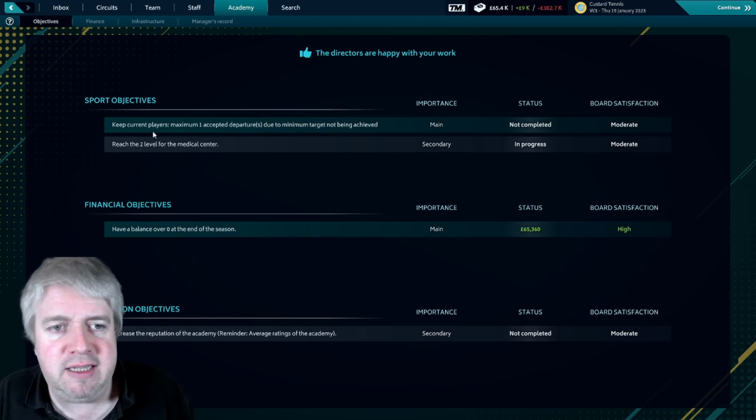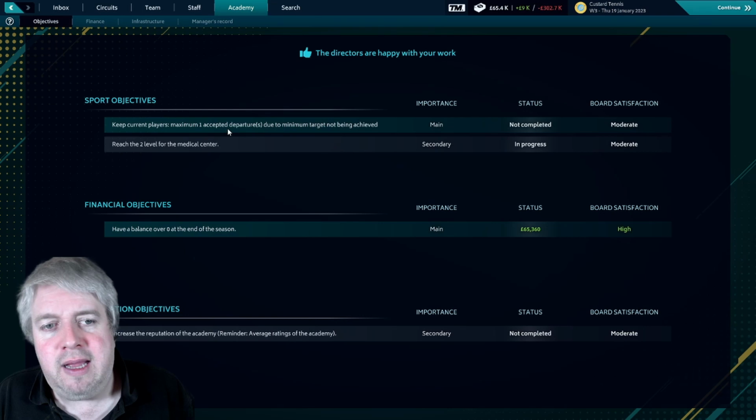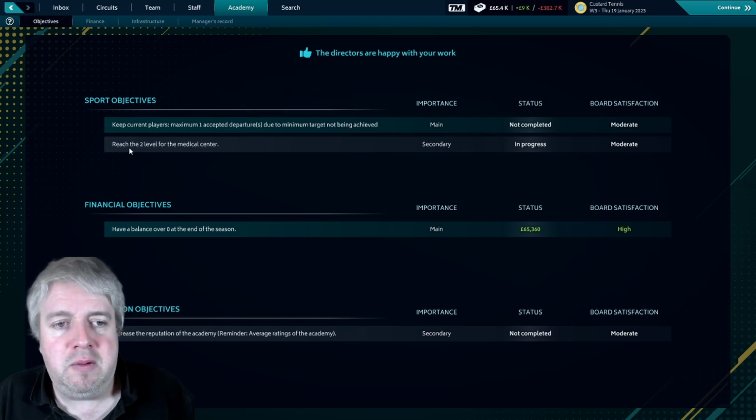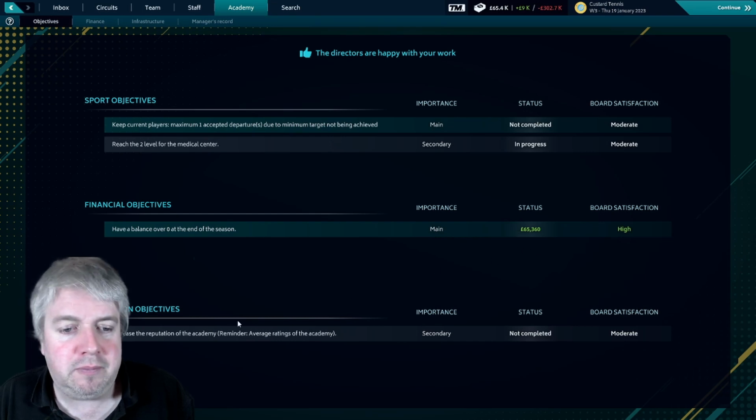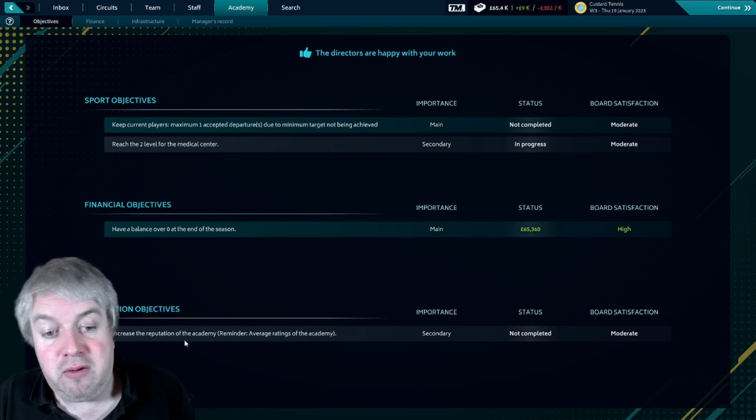So we have our sports objectives: to keep the current players, with a maximum of one accepted departure out of the players that we have, and we need to reach level two for the medical center. For financial objectives, again, we need to end with a budget over zero at the end of the season. As you can see, we're not that far away from that. We'd also need to increase the reputation of the academy.